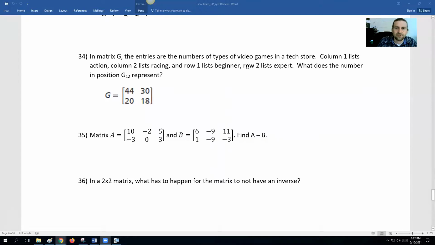All right, next, matrix G here. Okay, let's write this out. It represents the video games in a store. Column 1 lists action. Column 2 represents racing. Row 1 represents beginner, and row 2 represents expert. What does the number in 1, 2 represent? So that's row 1, column 2, right here. That'd be 30 beginner racing games.